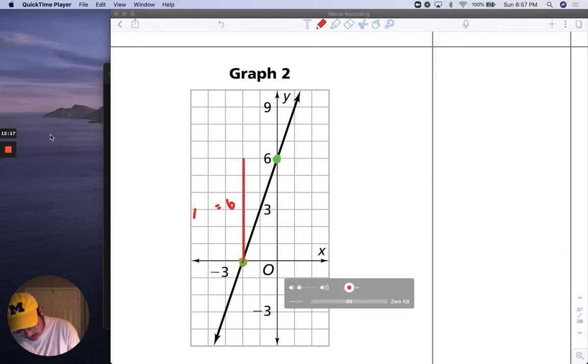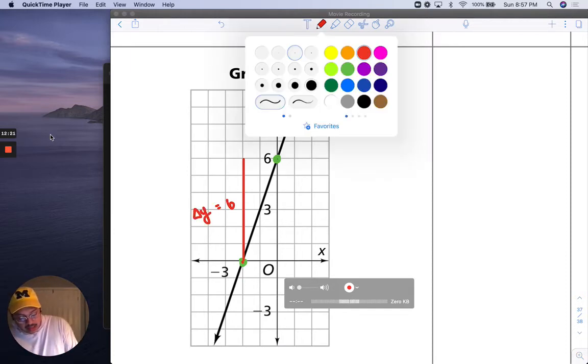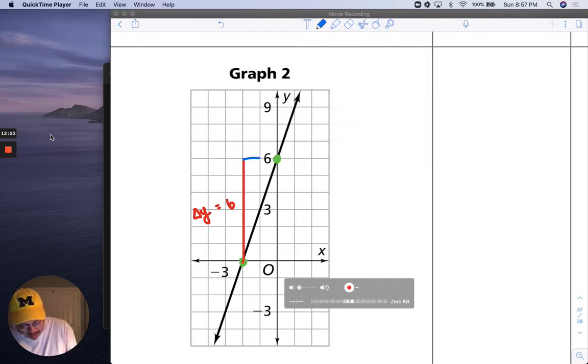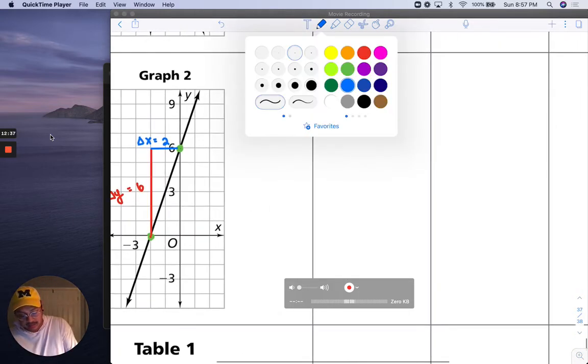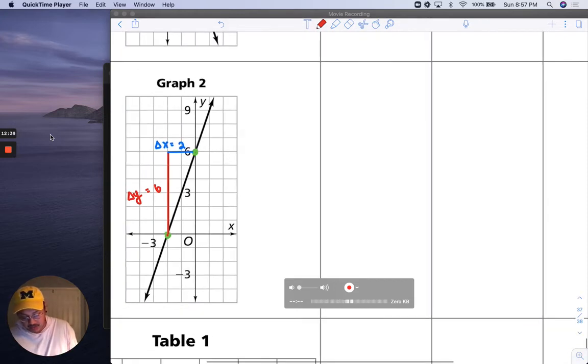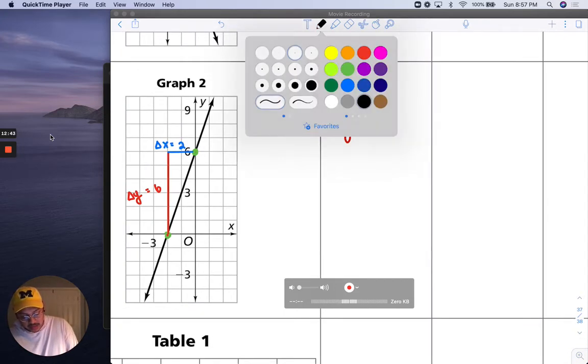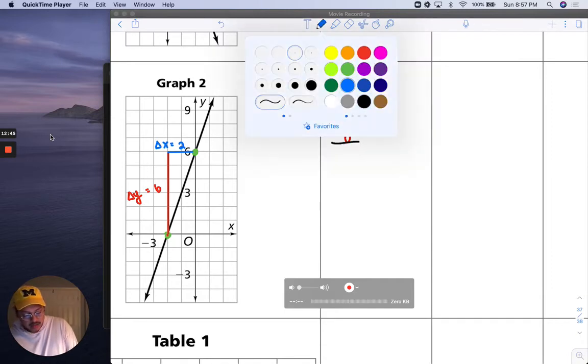So that is going to be my vertical change, my change in y. And then I need to count how many units over until I reach my second point. So I count 2 units, and this is my change in x. Now, when you write your slope, and I highly recommend you write this down every single time, change in y over change in x.